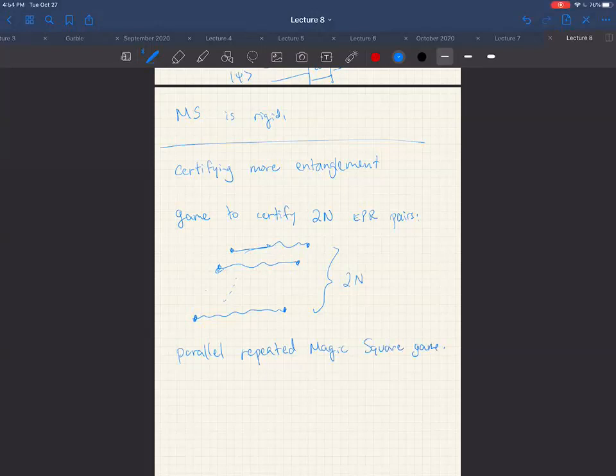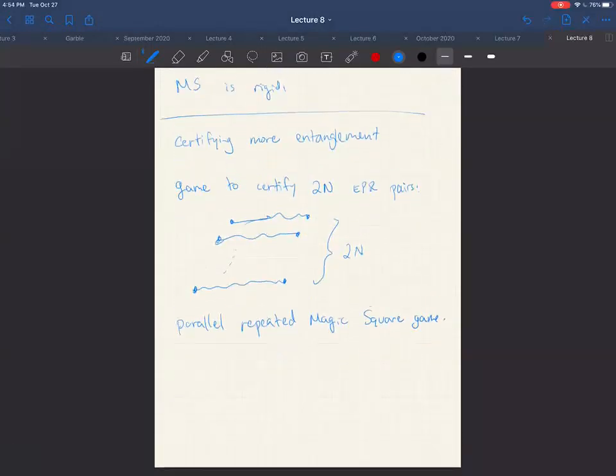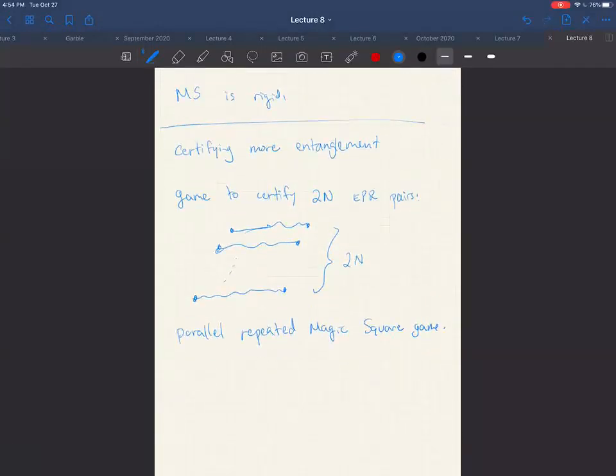And basically the idea is, instead of playing one instance of the magic square game, you play N of them all at the same time, right? Have you ever seen those chess masters that go around playing 100 simultaneous chess games with little kids? It's kind of the same idea. Instead of playing one chess game, you play 100 of them, and you actually certify the existence of not just two EPR pairs, but two times 100, or two times N.